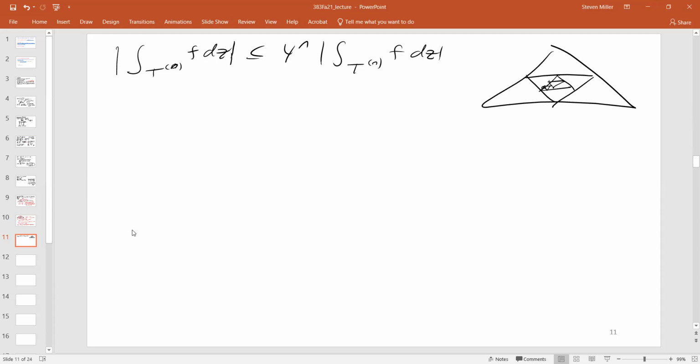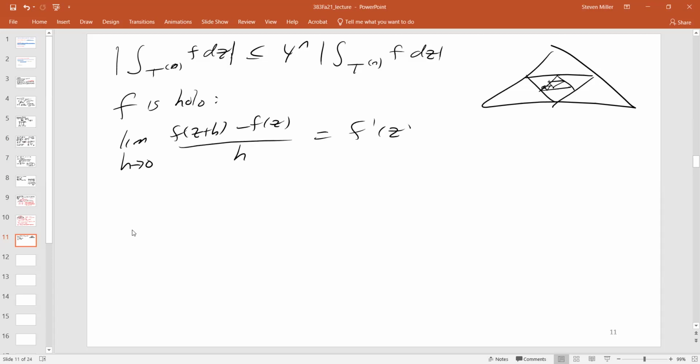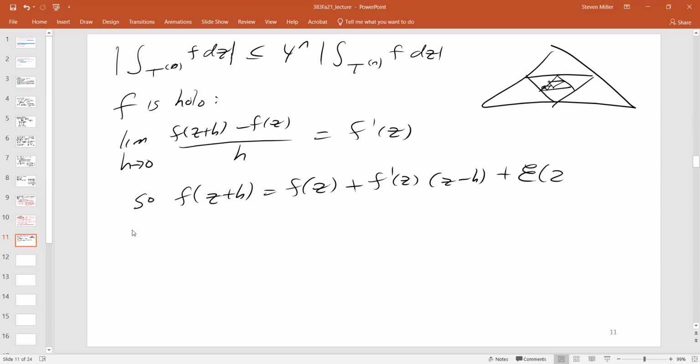And so now let's try to figure out what is going on when we're on that small triangle. Well, f is holomorphic. So what does that mean? It means the limit as h goes to 0 of f of z plus h minus f of z over h equals f prime of z. So f of z plus h would be f of z plus f prime of z times h, plus I'll call it e of z, h. And this goes to 0 as h goes to 0.